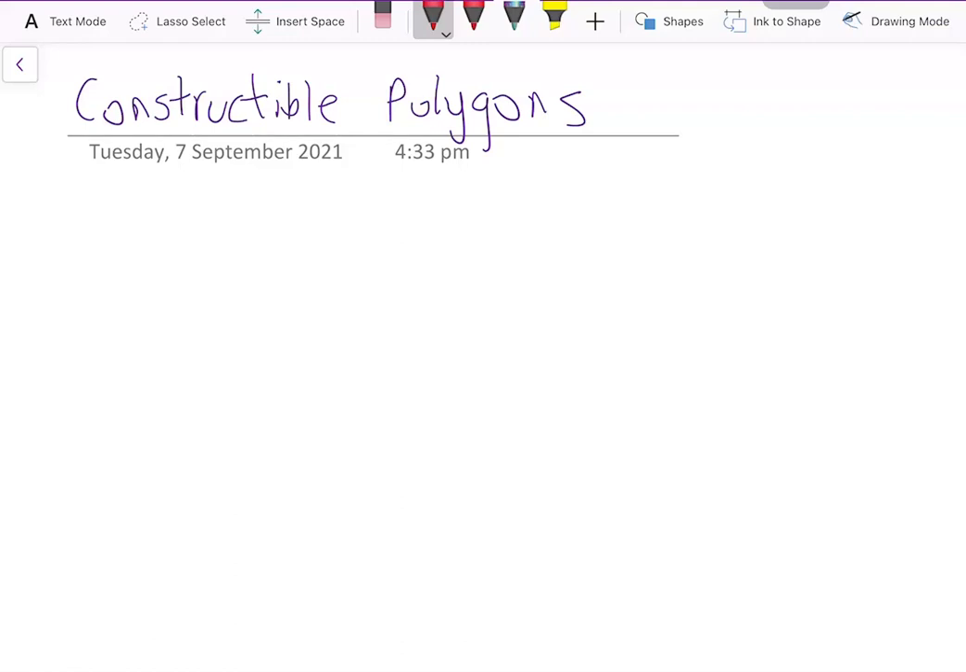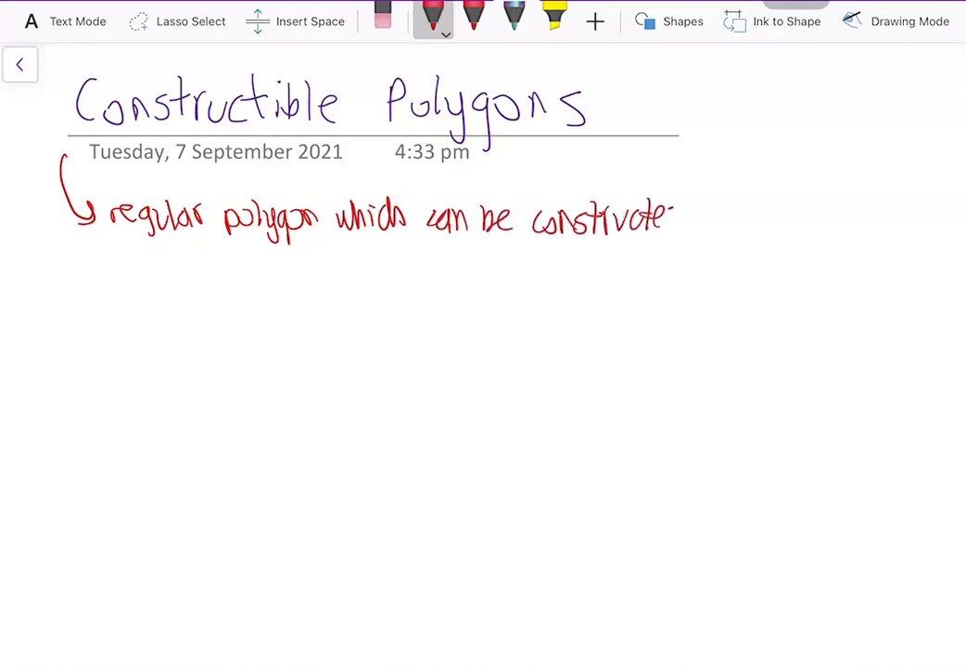In this video we'll be having a look at constructible polygons. A constructible polygon is a regular polygon which can be constructed using a compass and a straightedge.